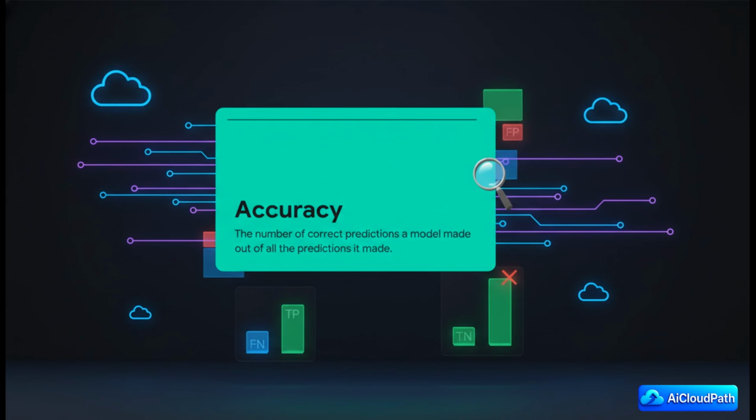Let's start with the most famous classification metric, accuracy. Super simple, right? It's just the percentage of predictions the model got right. But, and this is a big but, be really careful with accuracy. It can be incredibly misleading, especially if your dataset is imbalanced. Like if 99% of your data belongs to one class.